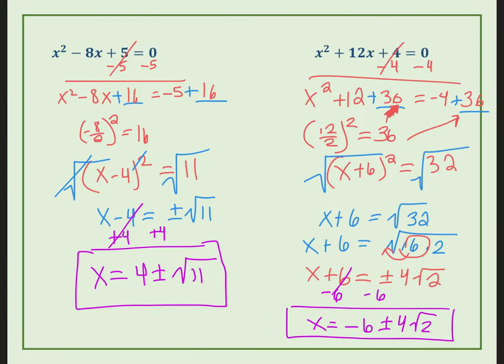So we ended up adding a 36 to both sides to make this a perfect square. We got that number by taking half of the b value and squaring it. This is a perfect square of x plus 6 squared equals 32. So then we took the square root of both sides. This one had an extra step because we could simplify the square root of 32, which we've worked on before. Broke it up into 16 and 2 because the square root of 16 is 4. And here is my final answer.